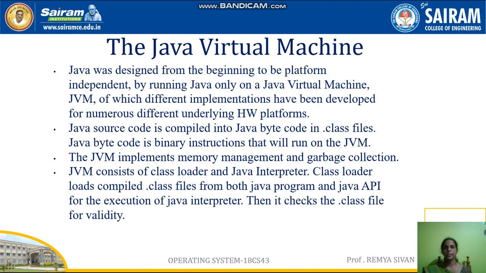This is the Java virtual machine. Java was designed from the beginning to be platform independent by running Java only on a Java virtual machine. Java source code is compiled into Java bytecode in .class files. Java bytecode is binary instruction that will run on the JVM. The JVM implements memory management and garbage collection. The JVM consists of a class loader and a Java interpreter. The class loader loads compiled .class files from both the Java program and the Java API for execution by the Java interpreter. Then it checks the .class file for validity.